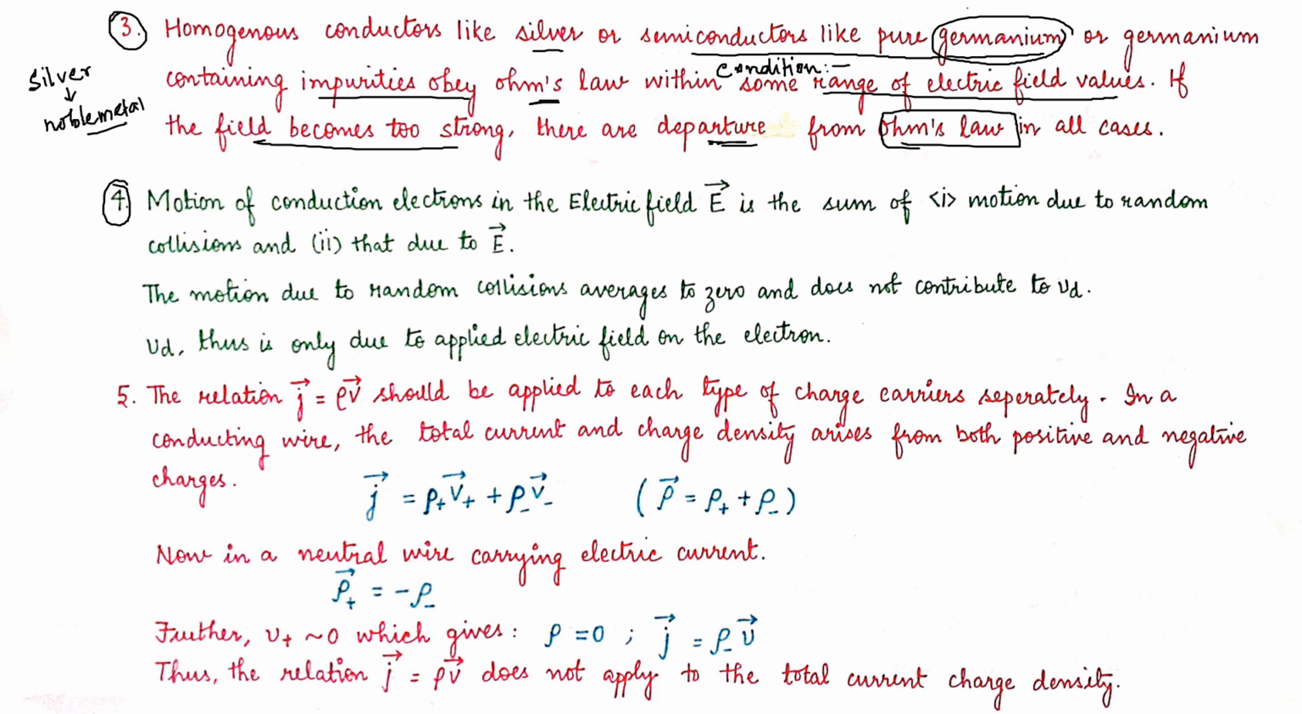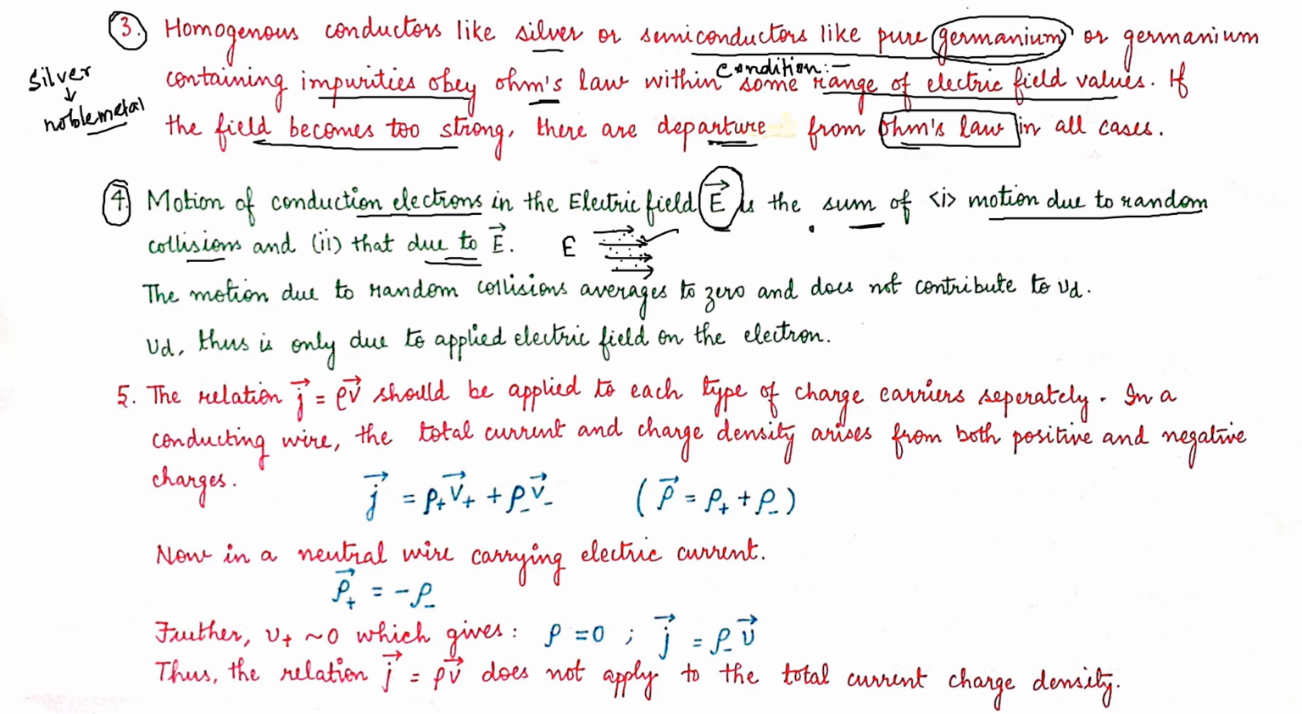Point number 4: motion of conduction electrons in an electric field. We have many electrons. When we provide an electric field to them, they tend to align themselves first in one direction, and then they tend to move. But there are two contributions to how these electrons are moving. The motion of conduction electrons in the electric field E is the sum of, first, motion due to random collision, and second, motion due to the applied electric field.